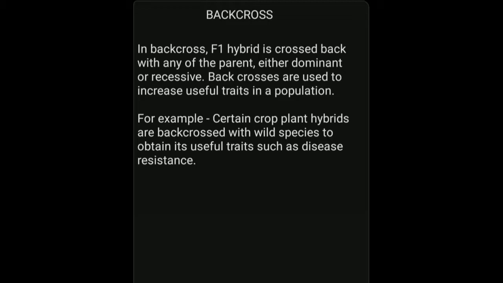or any animal. So in this method, the F1 hybrid is backcrossed with any of the parents, either with the homozygous recessive or with the homozygous dominant. For example, certain crop plant hybrids are backcrossed with wild species to obtain useful traits such as disease resistance.